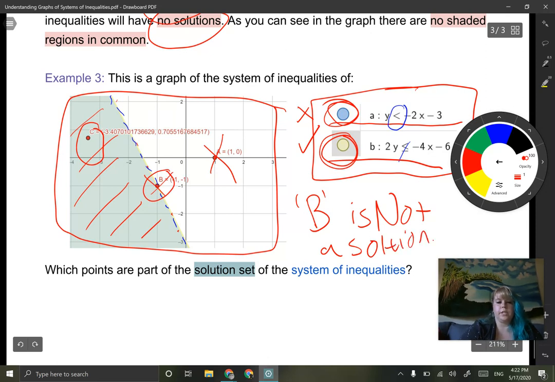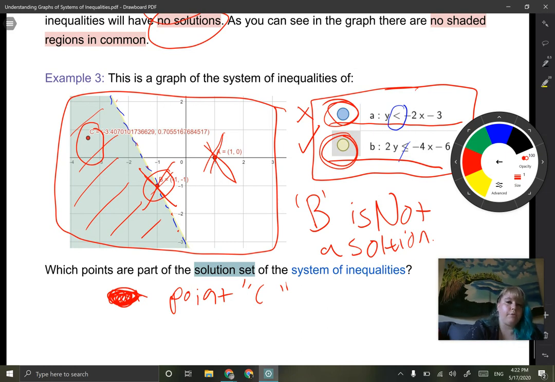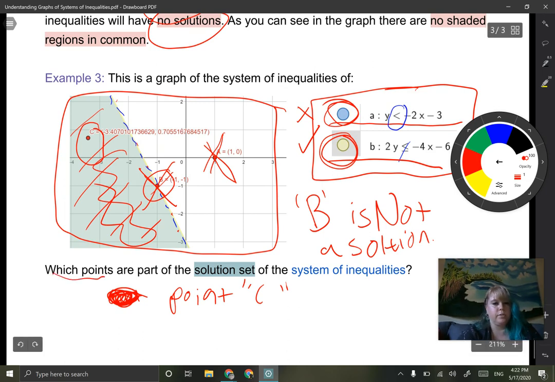So what's our answer to this? It says, which points are part of the solution set of the system of inequalities? Well, we just said it. We said A and B are not solutions, but C is. So our solution, the point C, is our solution. Now, of course, anything in this shaded area can be a solution, but the question just asks which points, so we just focus on that point. Is that a pretty coordinate point?